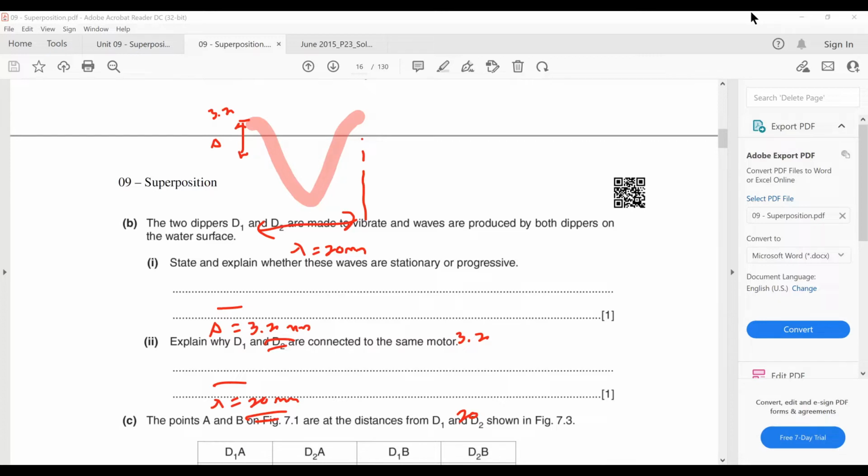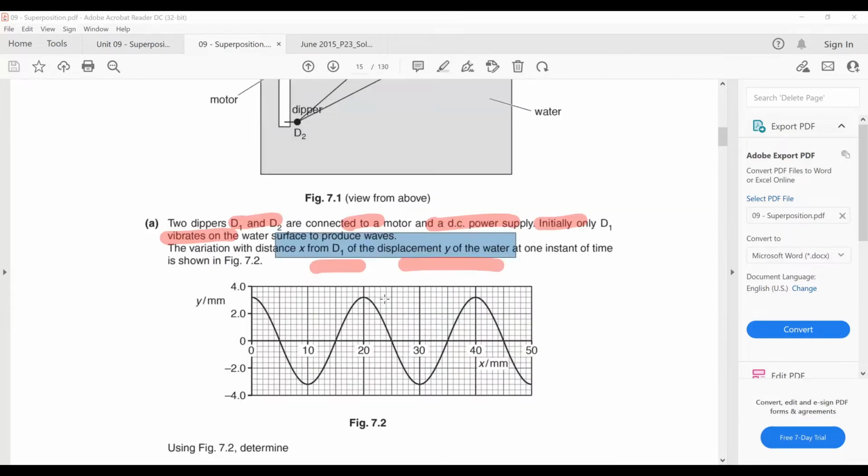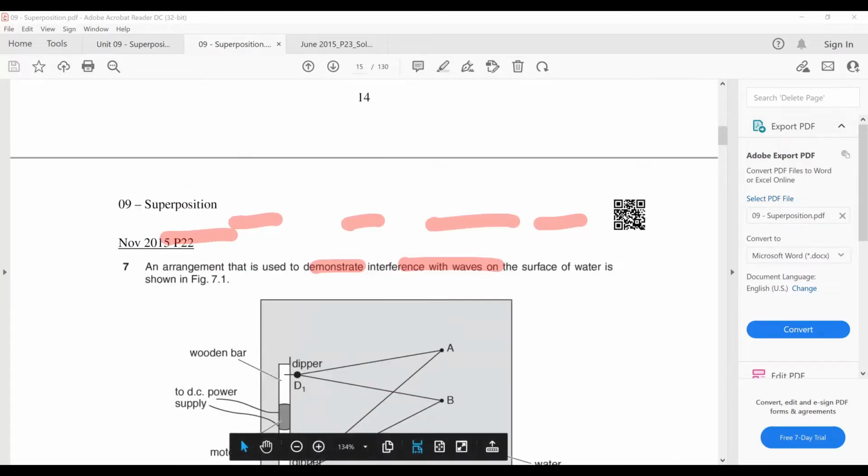Okay, now they tell you the two dippers D1 and D2 are now made to vibrate, and the waves are produced by both dippers on the water surface. All right, both dippers are vibrating. Waves are now produced by both dippers on the water surface. State and explain whether these waves are stationary or progressive. Okay, this one I can just tell you that they are progressive.